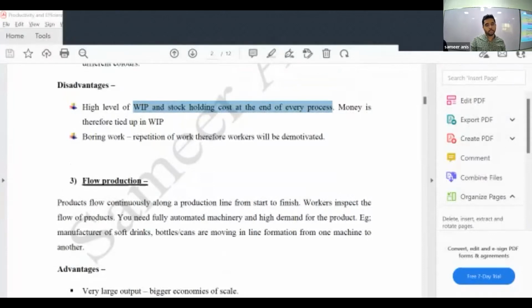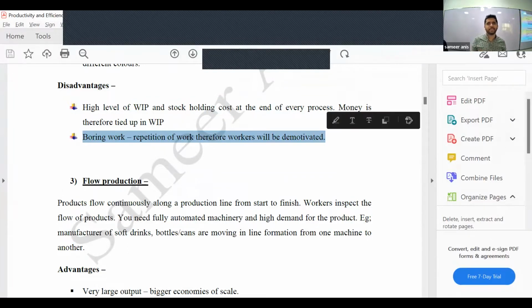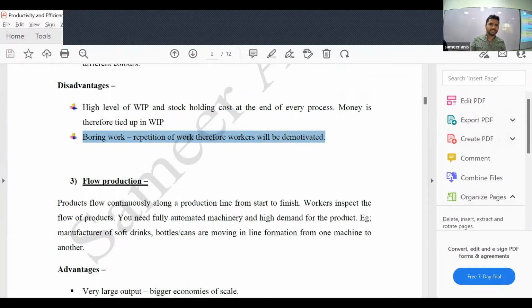Disadvantage: boring work. Doing the same thing again and again. I'm sure he's throwing the paratha to make his work a bit more interesting, but otherwise it's damn boring. Now he's throwing paratha, people are filming, there is some kick. Otherwise, every day making and keeping, then giving it to his hand. My God, so boring.